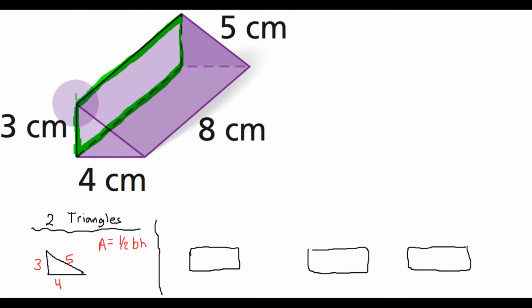Well, I can see it has a height of 3 centimeters. Therefore, I could call it the height or the width. I'm just going to label this side right here with the 3 for 3 centimeters.